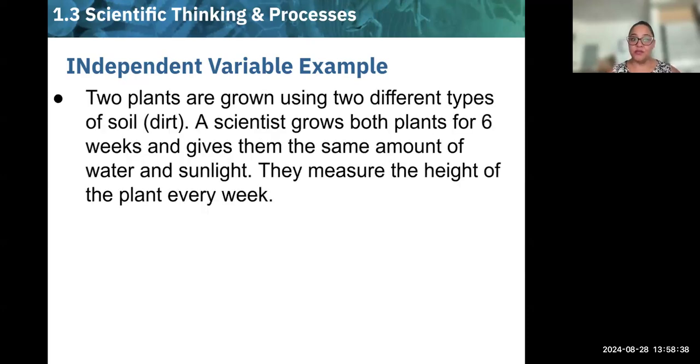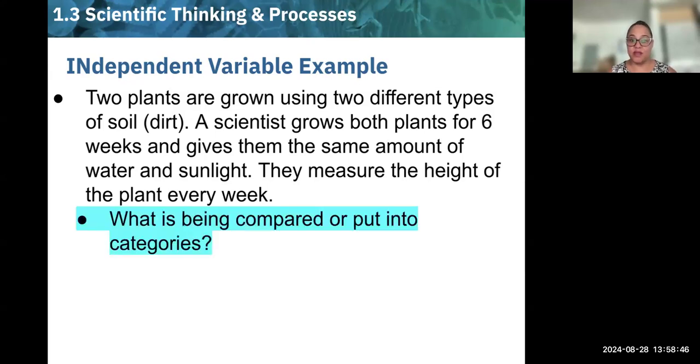Same experiment. Two plants are grown using two different types of soil or dirt. A scientist grows both plants for 6 weeks, gives them the same amount of water and sunlight. They measure the height of the plant every week. So you have to ask yourself, what is being compared or put into categories?